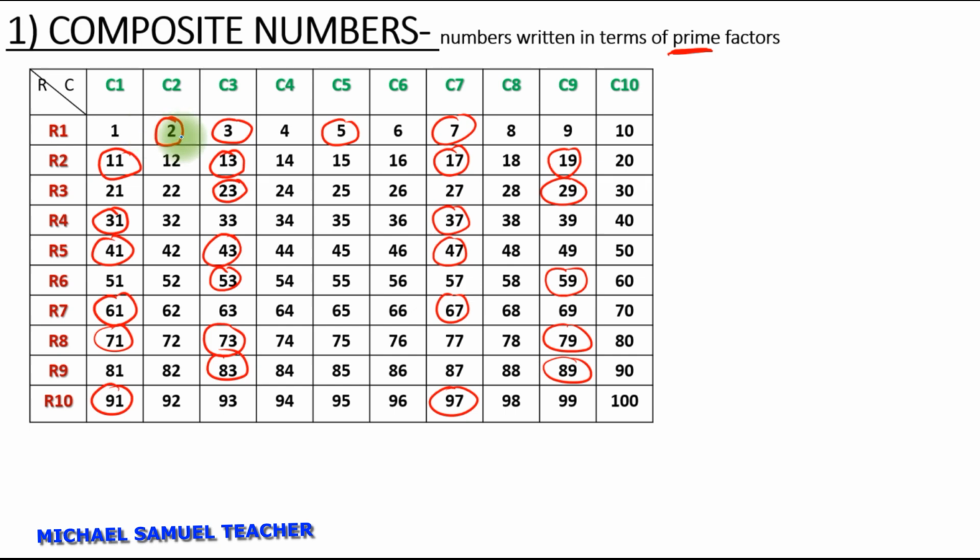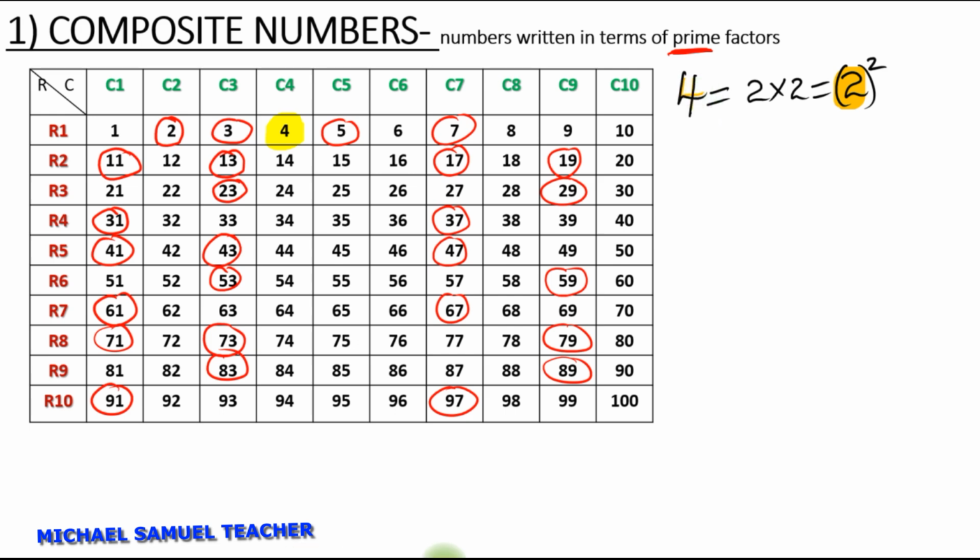So we have 2. 2 is already a prime number. So we want numbers like, say, 4. How can 4 be written in terms of prime numbers? 4 is the same as 2 times 2, which is 2 squared. And here we can see that 2 is a prime number. So we have written 4 in terms of the prime factor, 2 squared. So 4 is a composite number.